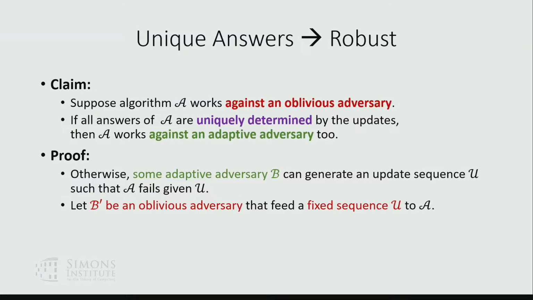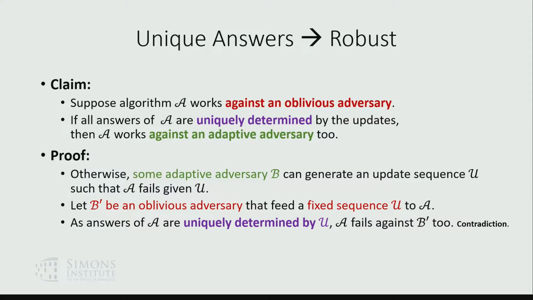And this is a fixed sequence now. So this is an oblivious adversary. But what will happen when B prime feeds this update sequence U to A? A must behave exactly the same way, because the answer of A is determined by the update sequence, right? So because the answer of A is uniquely determined by U, A must fail again against B prime. So A actually fails against an oblivious adversary, and that's a contradiction.